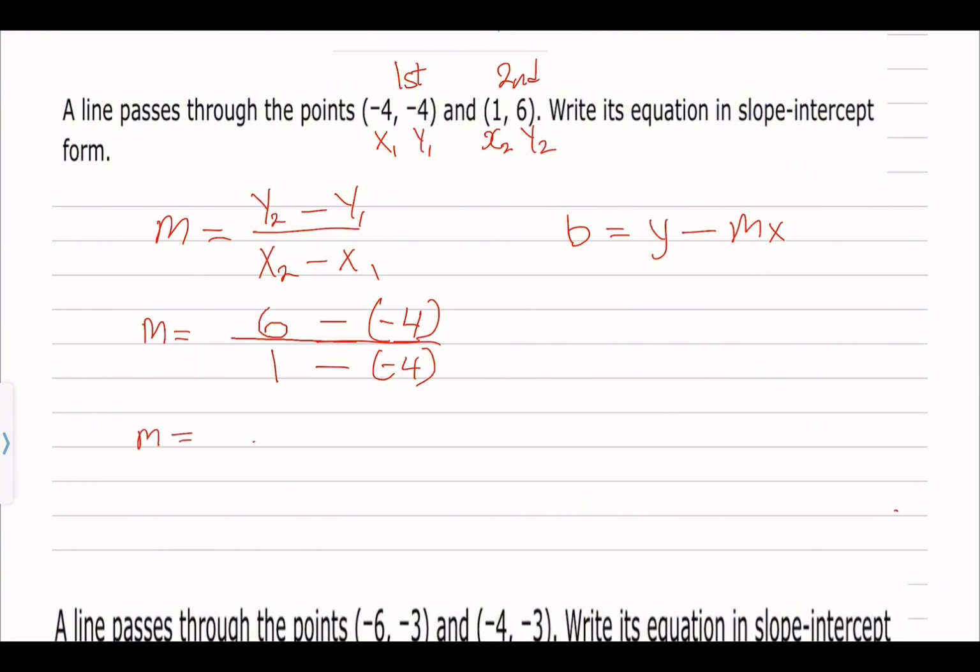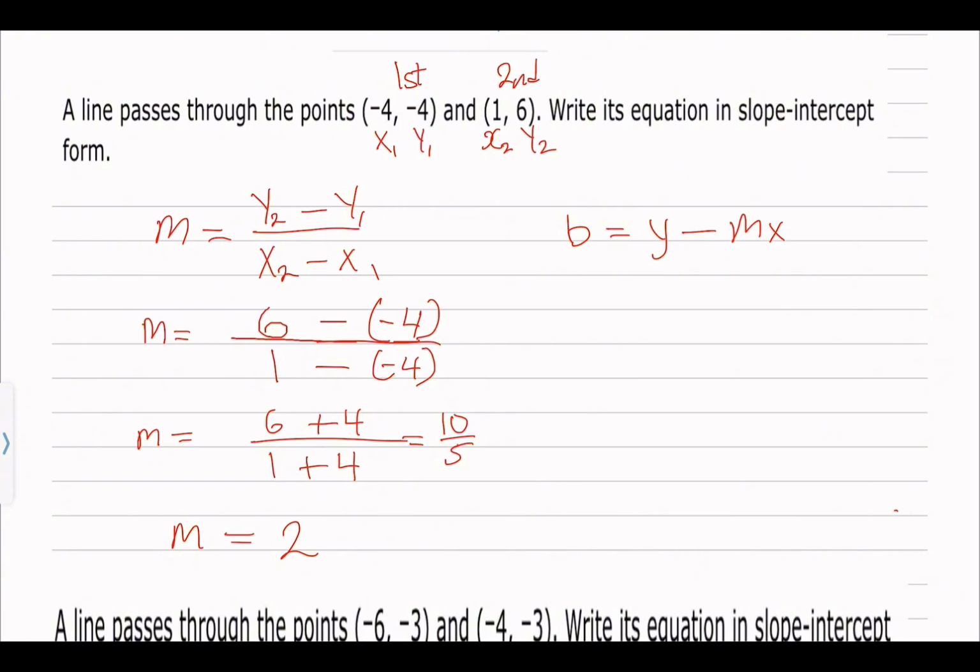Now let's make this look pretty. So m equals 6 plus 4 over 1 plus 4. Why does the top become 6 plus 4, and the bottom 1 plus 4 as well? Because the negatives turn to a positive. Good job. So now this is 10 over 5, and 10 over 5 is an improper fraction that becomes 2. So your m is 2. That's the first cheat code.